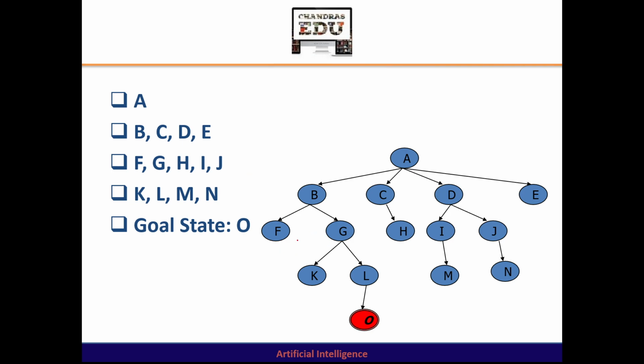So K has no further element. For L, the next state is O, which is the goal state. So we have reached the solution. And even further expansion may be possible if we want to explore multiple solutions. So for H, no further expansion; for M, no further expansion is possible, and for N also no further expansion is possible.